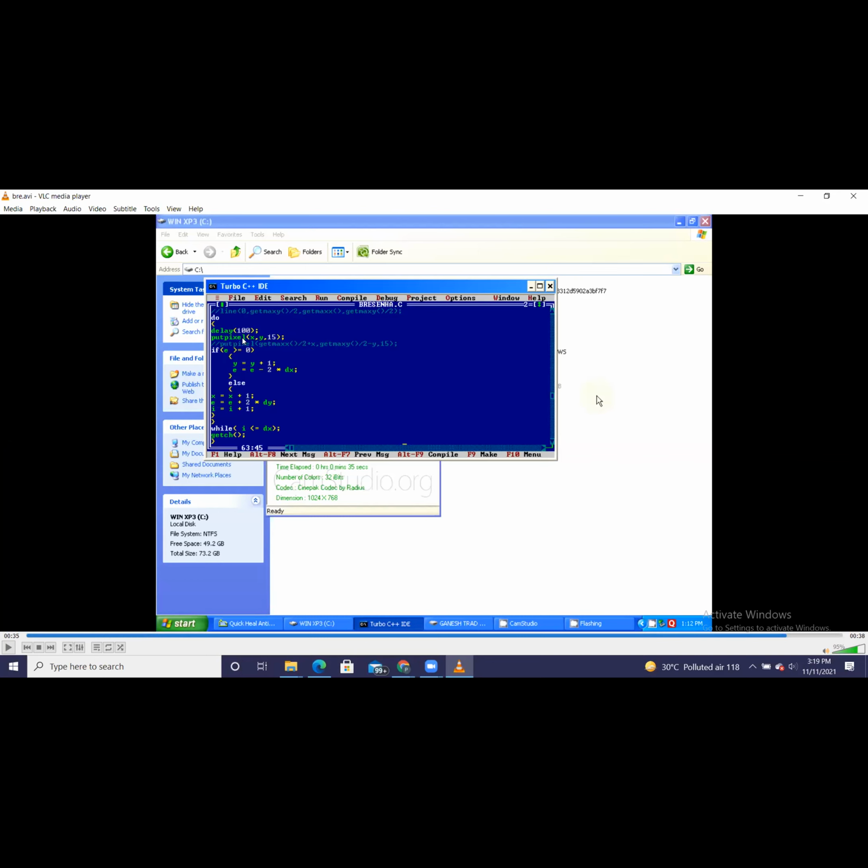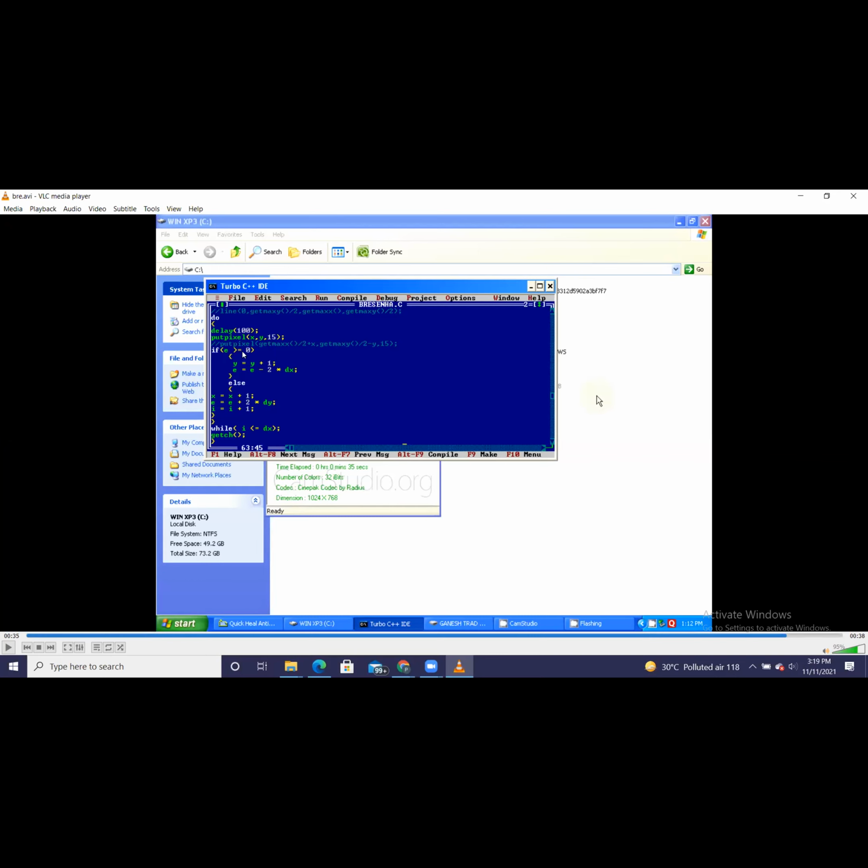Then putpixel is the command which will plot the x comma y value, and 15 is white color. So I'm going to put the point at x comma y. And what is the x, y value we have taken? It is our first coordinate, x1, y1. So we will start drawing the line from x comma y.